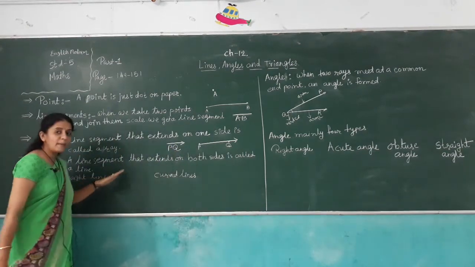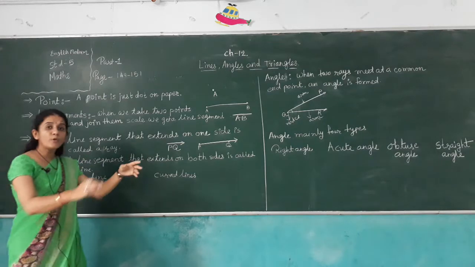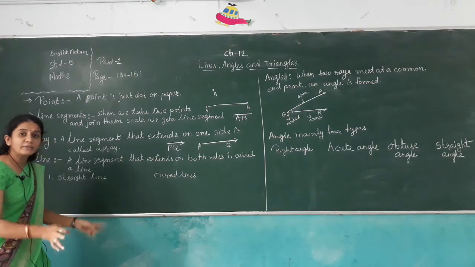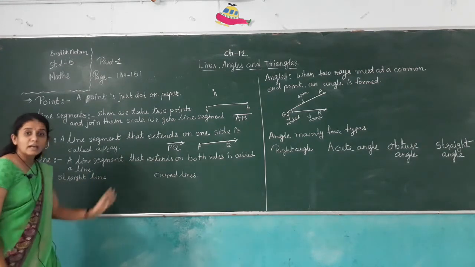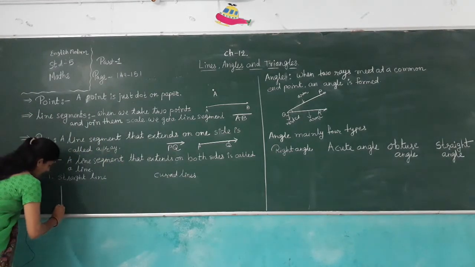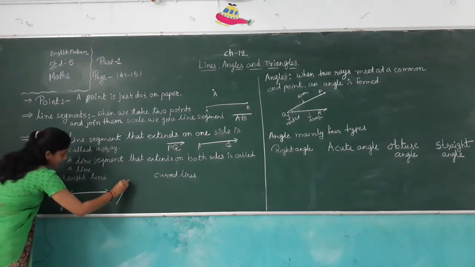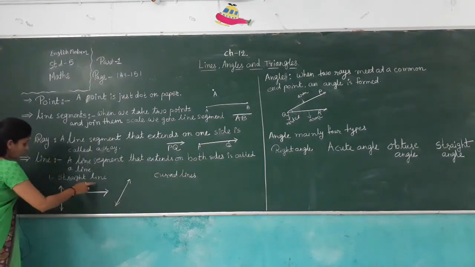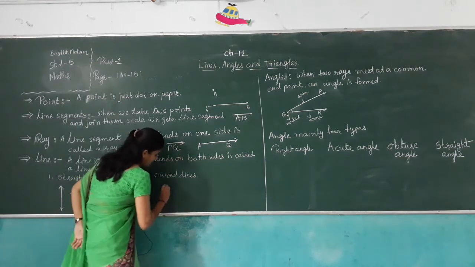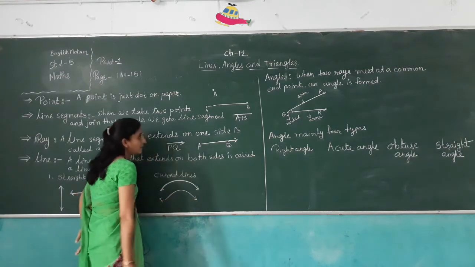Line. A line segment that extends on both sides is called a line. In a line, two types are there: straight line and curved line. In straight line, there are vertical line, horizontal line and slanting line. And curved lines, here this type of curved line and this type of also curved line are there.